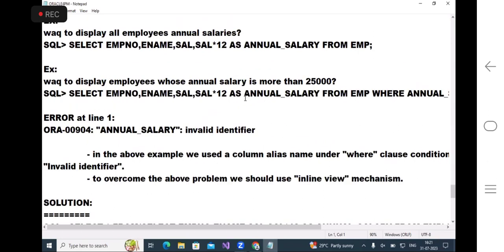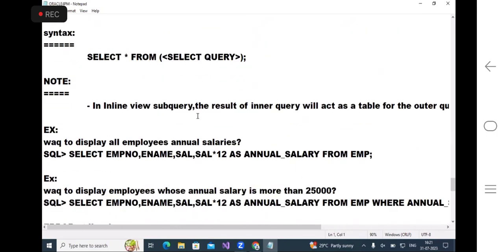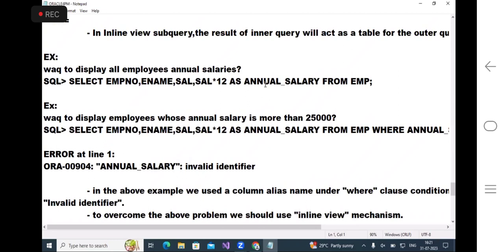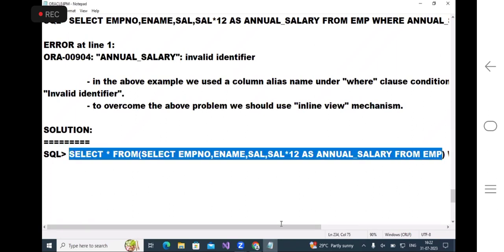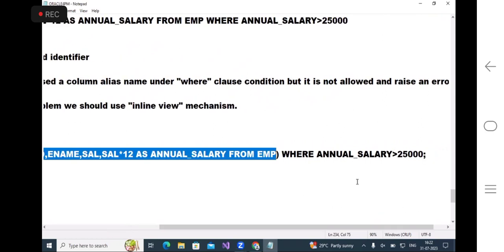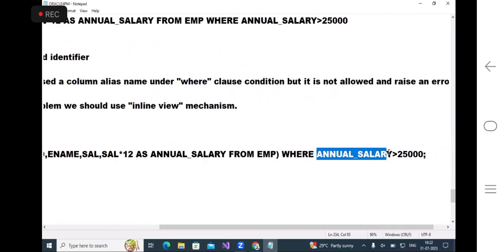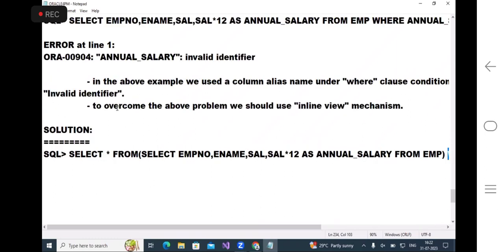So now, here is the last one: inline view subquery statements. We said that a column alias name cannot be used under the WHERE clause condition, so directly that was not possible. To overcome that, we use inline view statements, and along with them we can use the column alias name under the WHERE clause. That is the main purpose of inline view subqueries.